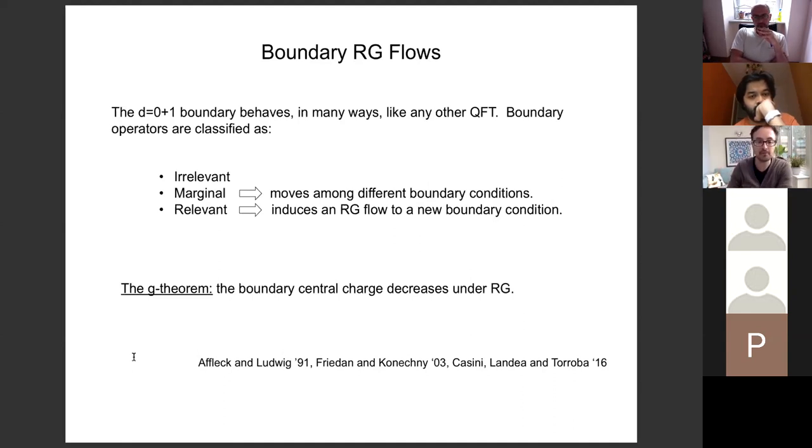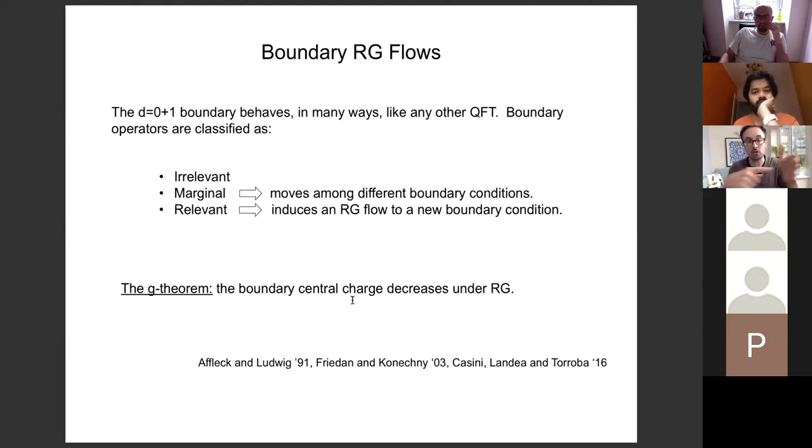In particular, there's a beautiful theorem called the g theorem, which tells you that under an RG flow, the central charge must decrease. In fact, the first of these kind of theorems was proven by Zamolodchikov, that's the c theorem. This was the second to be proven. It was proven by Friedan and Konechny back in 2003. It was conjectured by Affleck and Ludwig in their original paper. There's also a much more recent, very interesting proof using entanglement entropy by Casini, Landea, and Torroba from a few years ago. All right, so the question is the following.